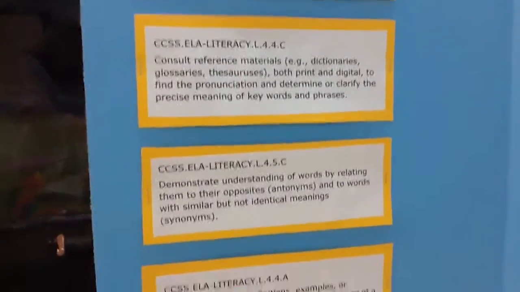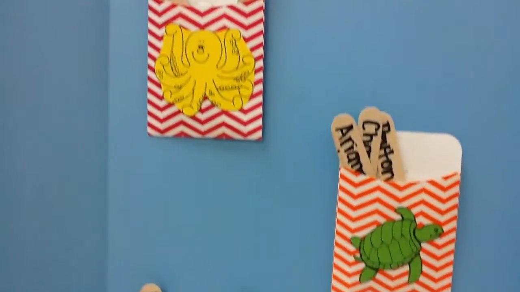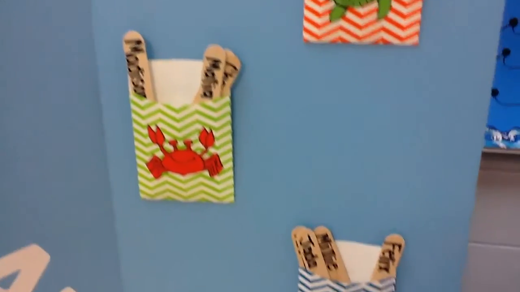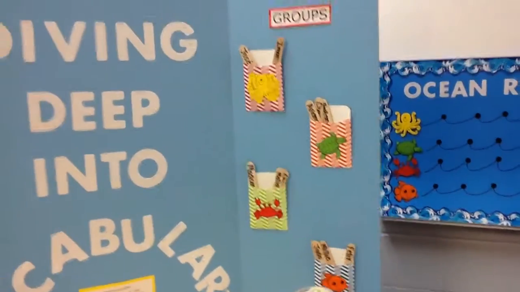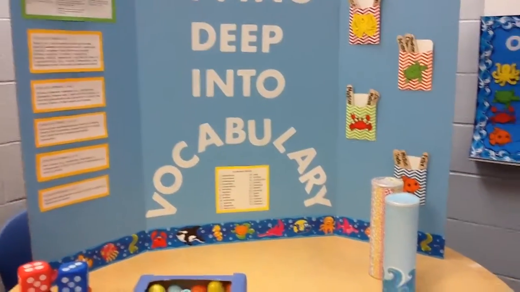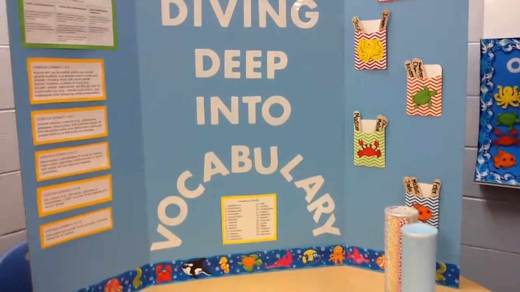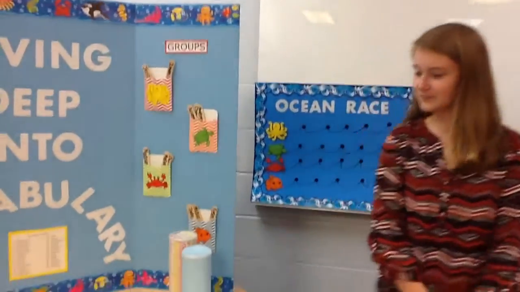This center will be a week long, and I have 4 groups of 4 students each. My groups are the octopus group, the turtle group, the crab group, and the fish group, and I chose these groups for diversity purposes, to relate them to creatures you would find near the ocean.